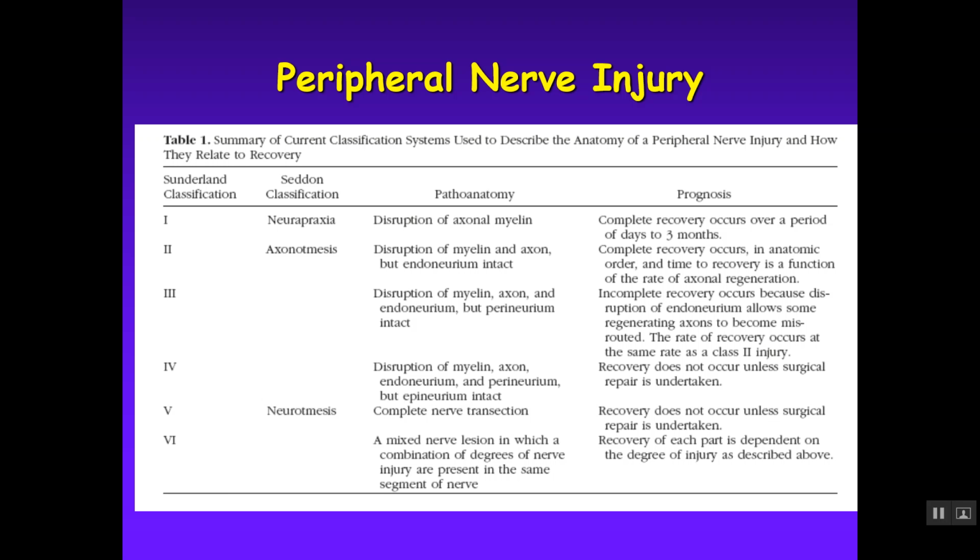A 6 is not really worse, even though you'd think a 6 should be worse. That's just a mixed nerve lesion. So you have some nerves near each other. Some may have been pulled apart, some may have been crushed. It's actually pretty common to have a mixed nerve lesion if you have a big injury that involves a couple of nerves or big nerves. And so the recovery depends on the amount of damage to the perineurium, epineurium, Schwann cells, or whether you've got a true axonotmesis or neurotmesis.